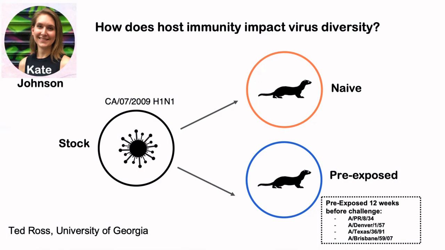So these ferrets were pre-exposed, they resolved their infection, and 12 weeks later, they were challenged with the actual California H1N1. And then we collect nasal washes at different time points, and again, do this mapping, do the split read alignment, and then determine the sizes of the DVGs.